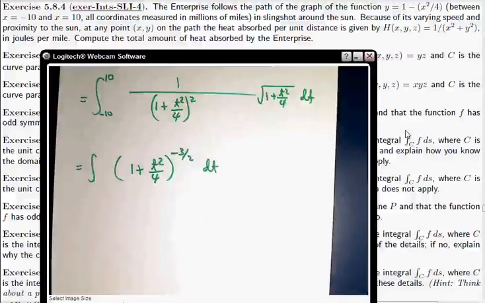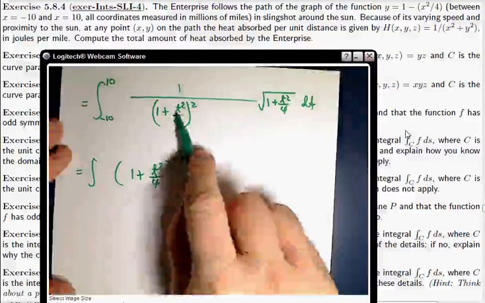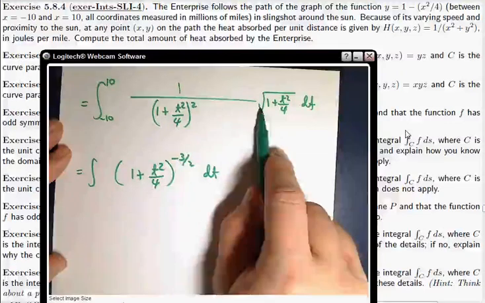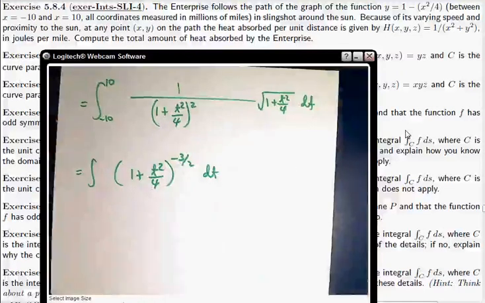Is everybody on board? Is that negative 3 halves? Is it? Negative 3 halves, because this was that thing to the power of negative 2, and then the exponent here is positive a half, so that adds up to negative 3 halves.